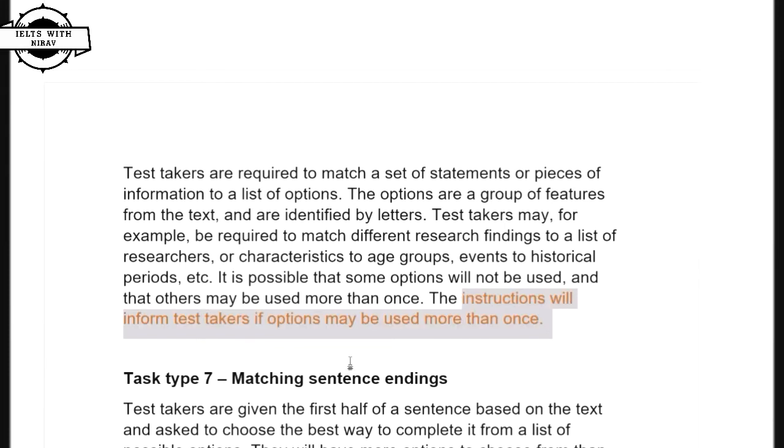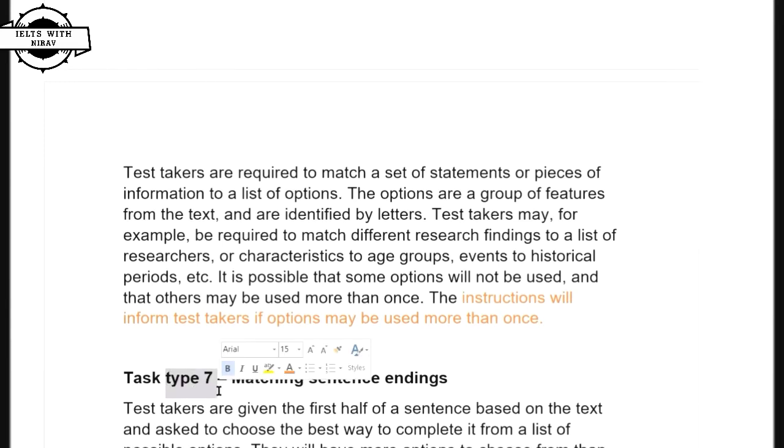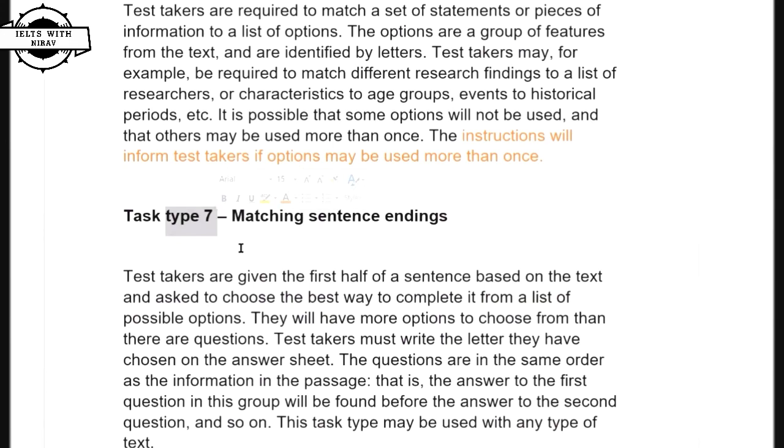So now we are moving to type 7. Question type 7 is matching sentence endings. Test takers are given the first half of a sentence based on the text and asked to choose the best way to complete it from a list of possible options. This question type is somehow similar to multiple choice questions but not exactly. Let me give you a simple example.